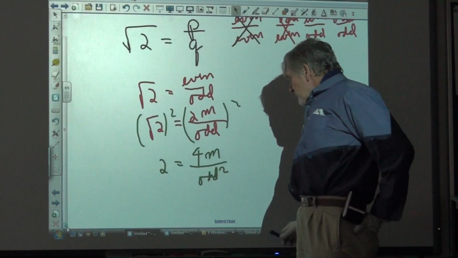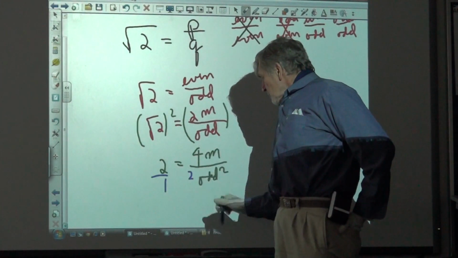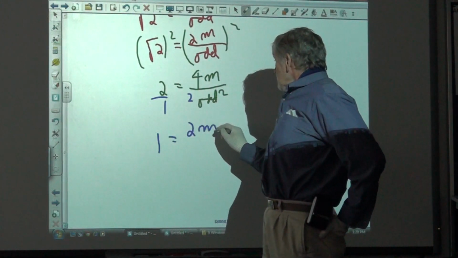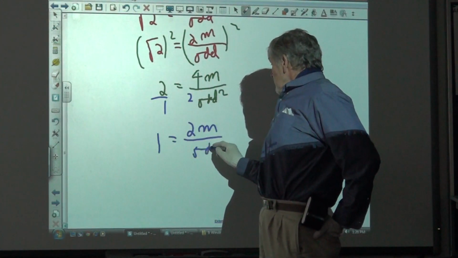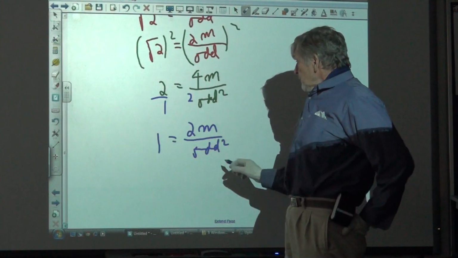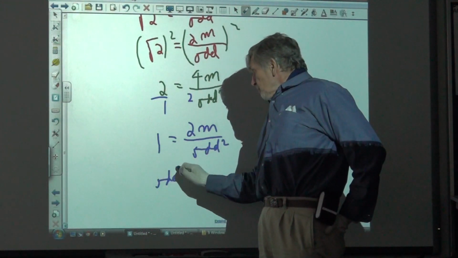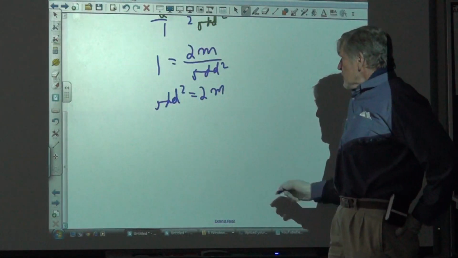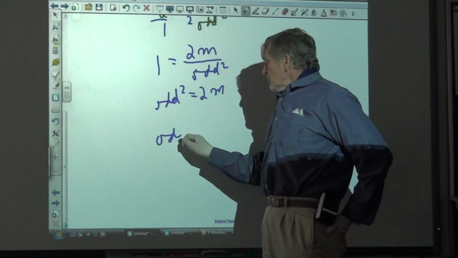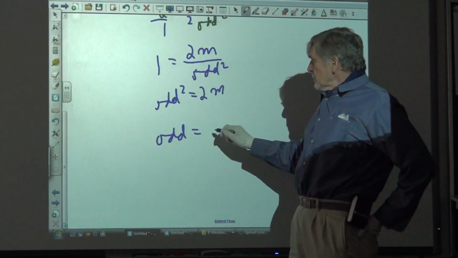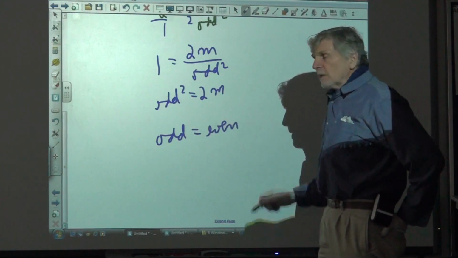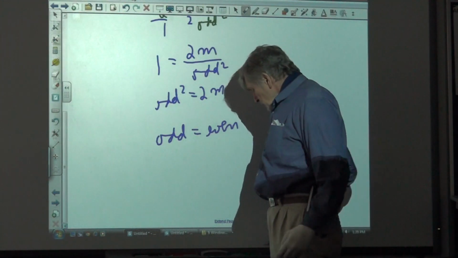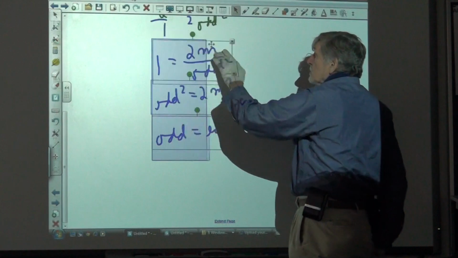Now we divide both sides by 2 and produce that 1 equals 2 times any number whatsoever over odd squared. Now if we cross multiply, we get odd squared equals twice any number whatsoever. And we've established that odd squared is an odd number, and any number whatsoever, if you double it, will turn out to be even. So we once again have odd equals even disallowed. So this one is also disallowed.